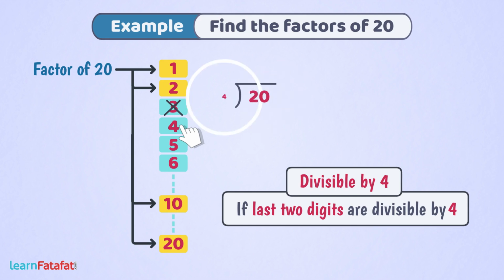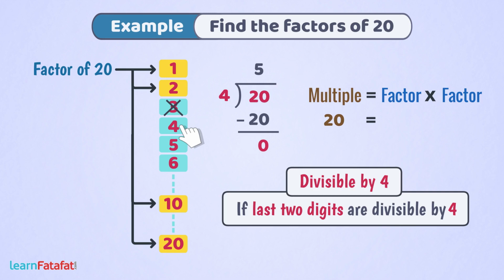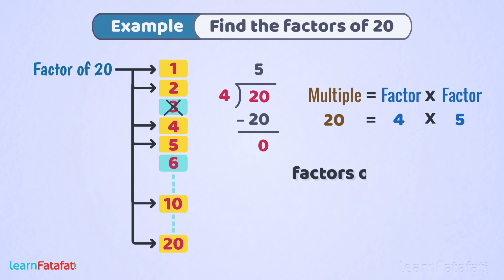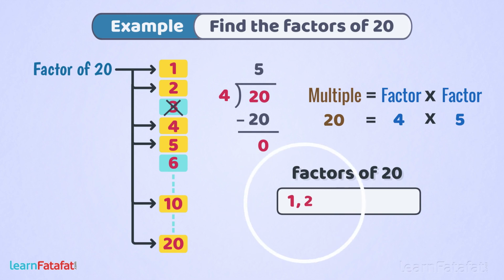Next number is 4. 20 is divisible by 4, which produces quotient 5. So 20 equals 4 multiplied by 5. Here, 4 and 5 are factors. Next digit is 5, but we have already covered 5. This is an indication that we have covered all possible combinations for finding the factors. Thus, we will stop here. So, the factors of 20 are 1, 2, 4, 5, 10 and 20.